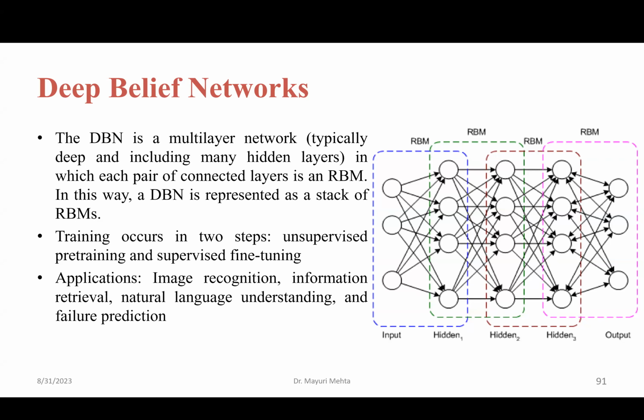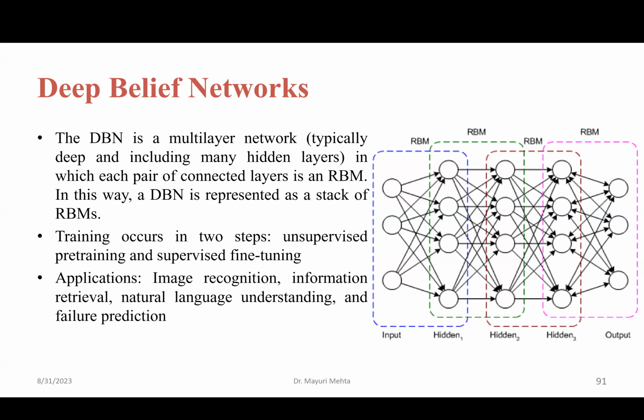Example applications are image recognition, information retrieval, natural language understanding, and failure prediction. Deep belief networks are used in these.